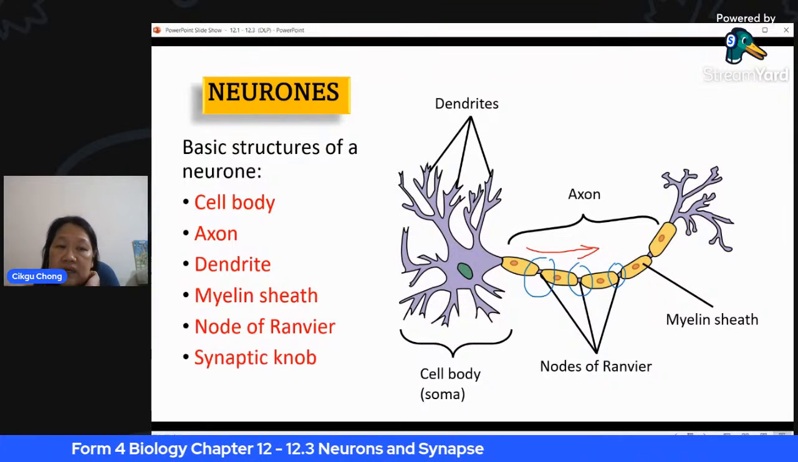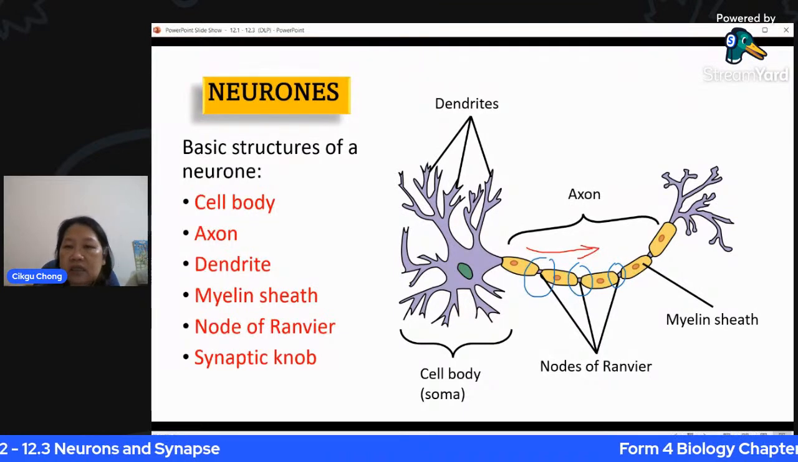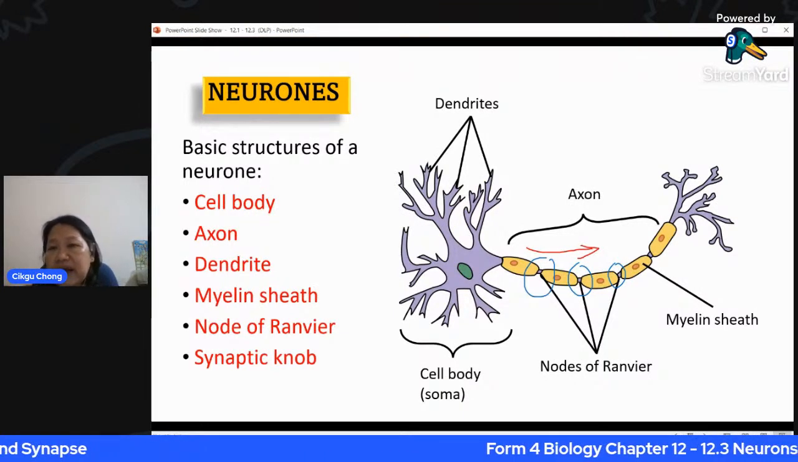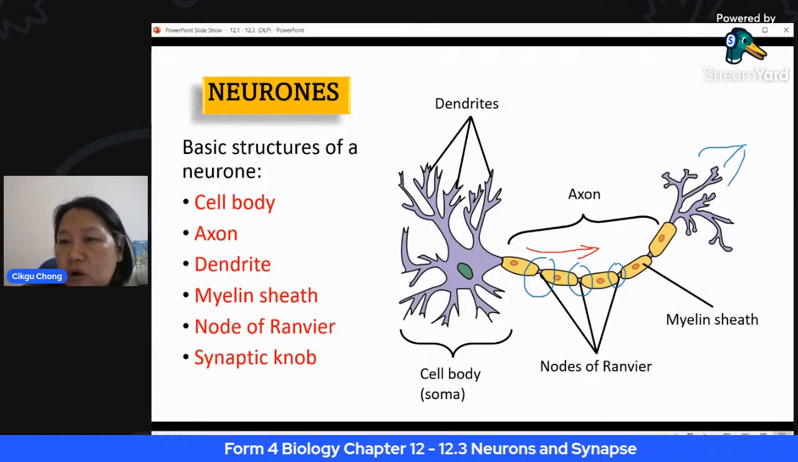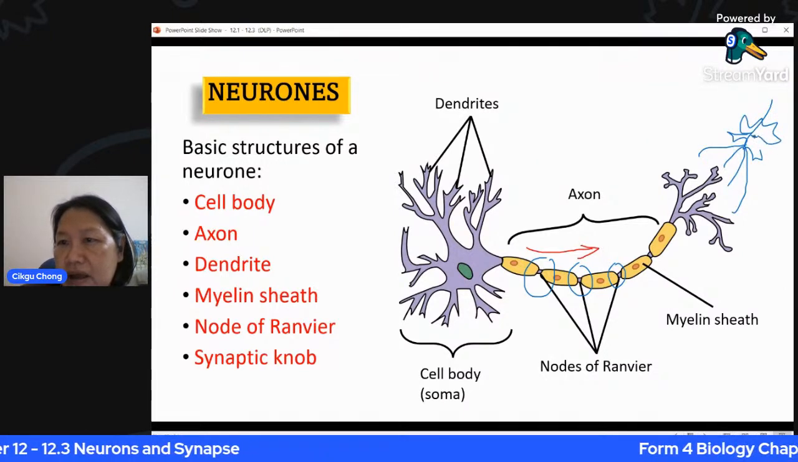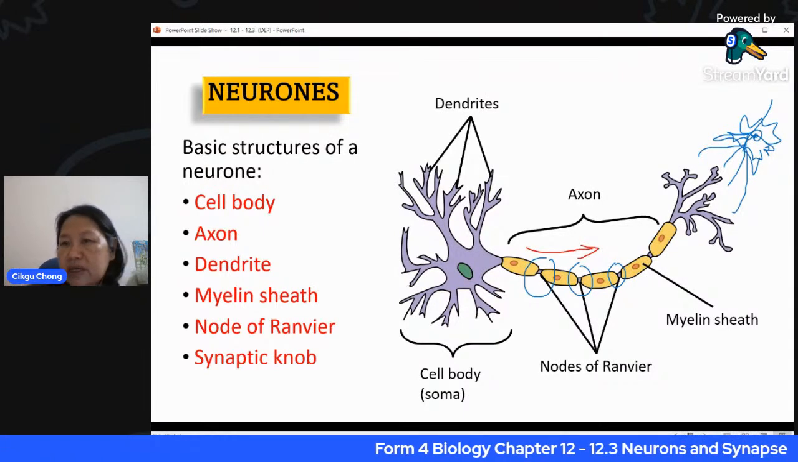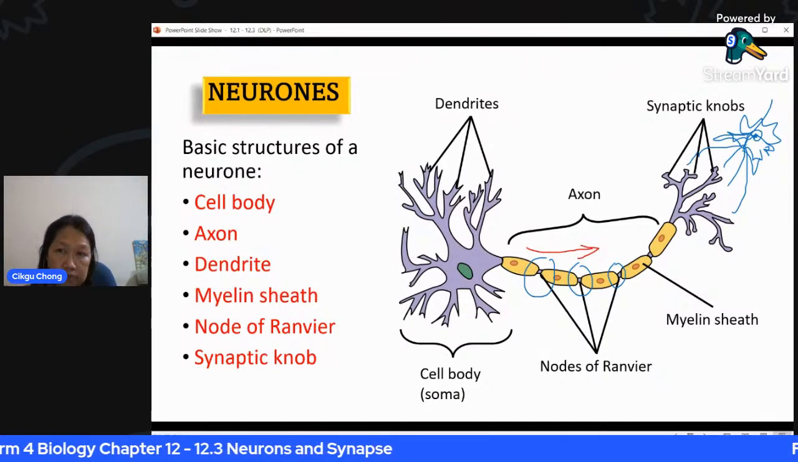And one more, synaptic knot. The synaptic knot is the other end, the end that is going to synapse. Synapse is like making a connection with the other neuron. Like this is a cell body, and then you have the dendrites here. So this is making connection with the other side. These endings are called synaptic knots.